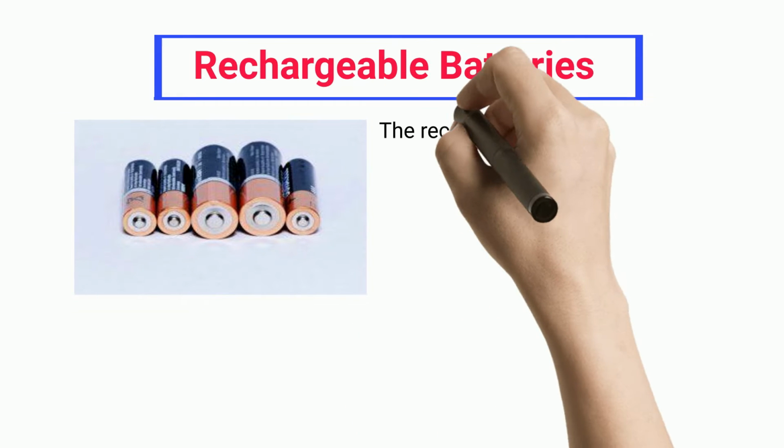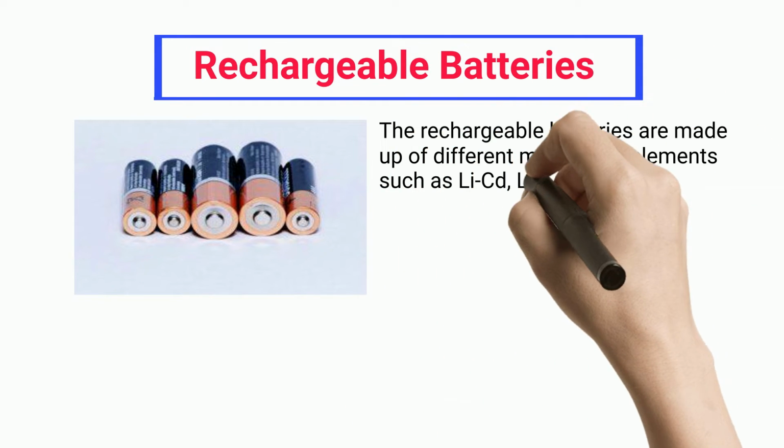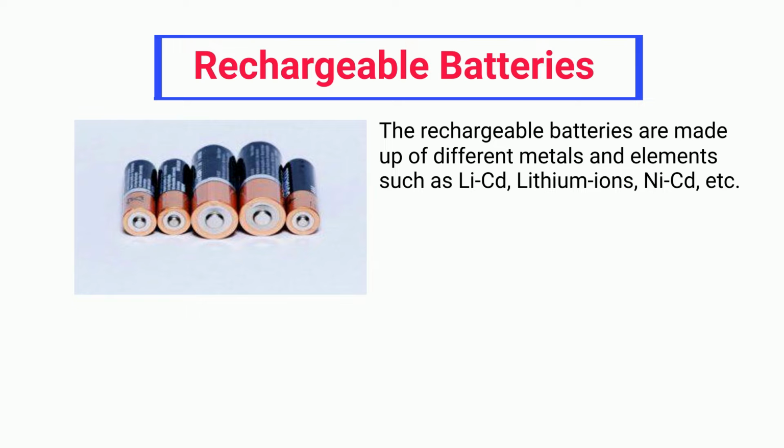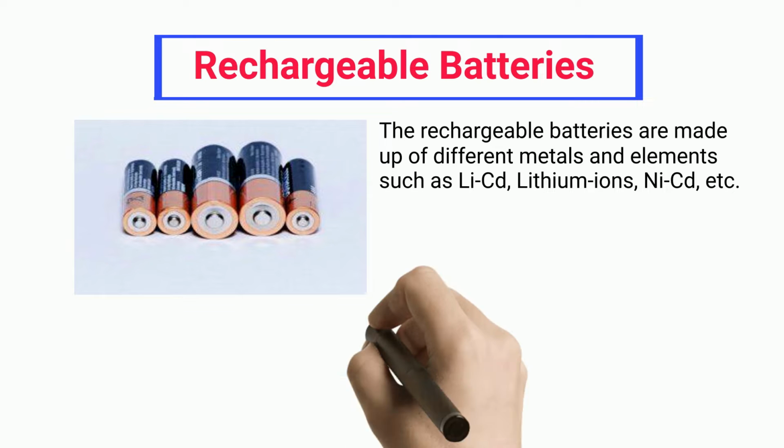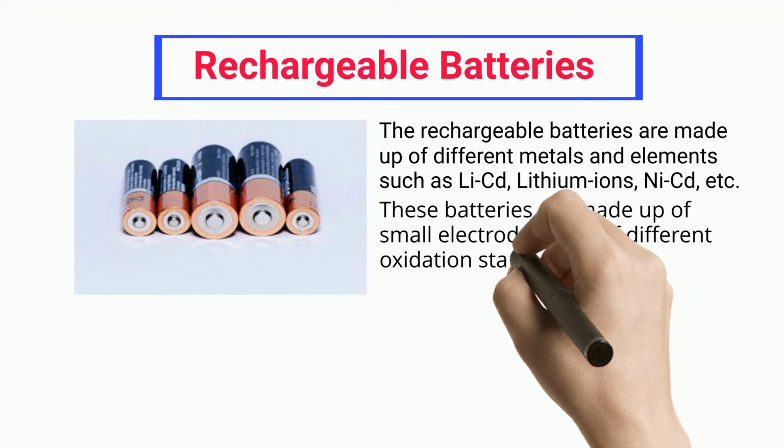Rechargeable batteries. The rechargeable batteries are made up of different metals and elements such as LiCd, lithium ions, NaCd, etc. These batteries are made up of small electrodes, each of different oxidation states.